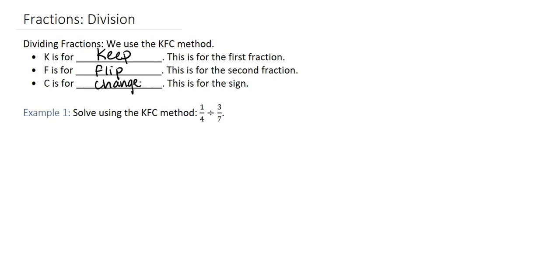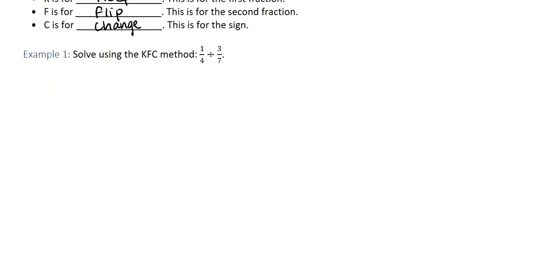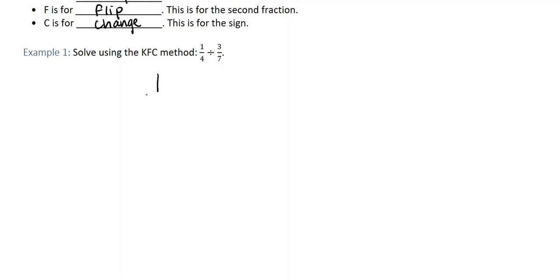So let's look at example 1 to see how we can solve this using the KFC method. Because we're going to go 1/4 divided by 3 over 7. So when we look at this, we're going to make this a little bit bigger. So we're going to first keep the first fraction. So we just go ahead and write 1/4. But as we see the second fraction, it says to flip it. So what we're going to do is put the 7 on the top over 3.